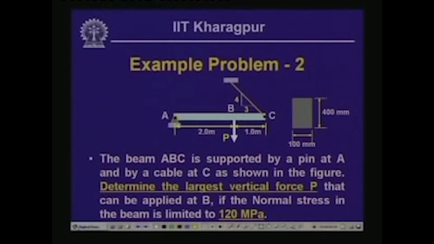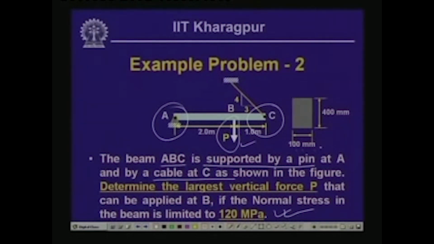Now, let us look into another example, where we have a beam which is simply supported. The beam ABC is supported by a pin at A and by a cable at C at this point. Now, what you will need to do is determine the largest value of P, so that the normal stress in the beam is limited to 120 MPa. If the normal stress value is 120 MPa, then what will be the value of P? The cross section of the beam is 100 by 400.